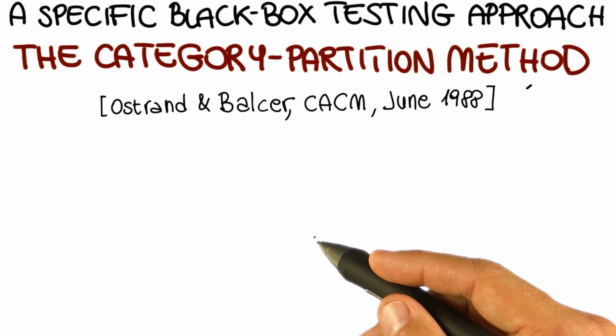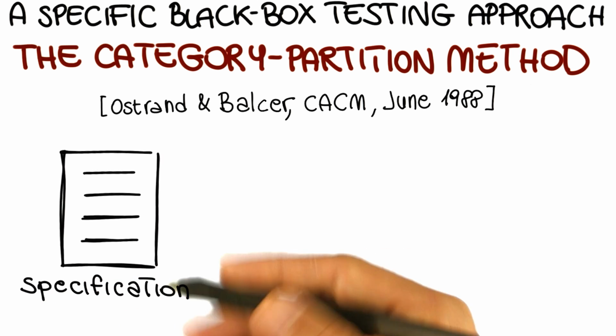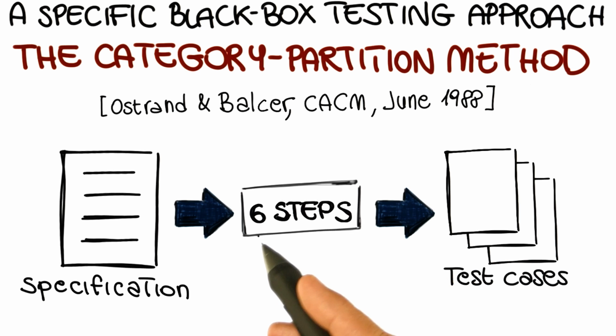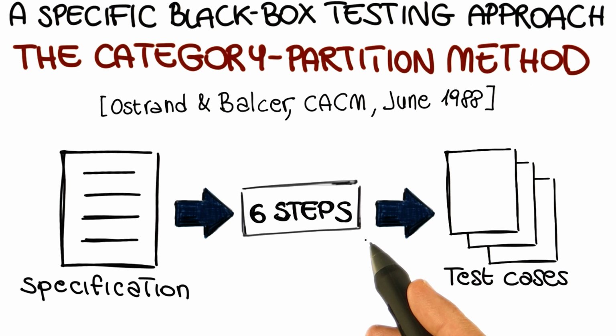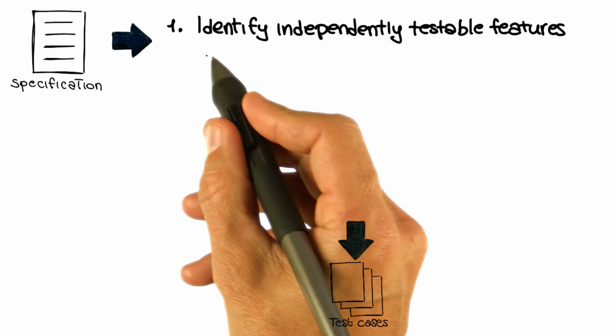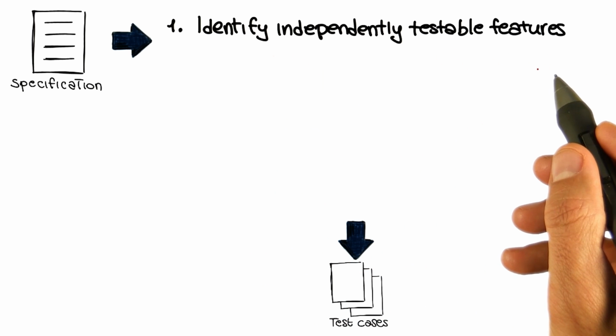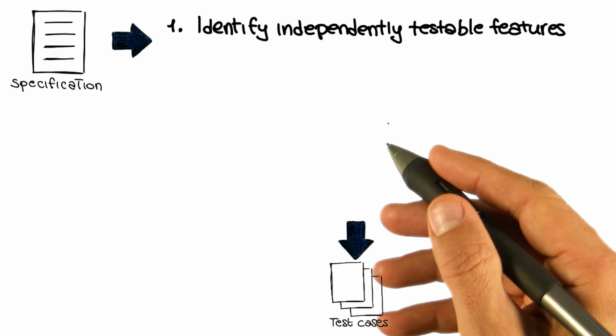So this is a method for going from a specification, a description of the system, to a set of test cases, like any other black box testing approach, by following 6 steps. So let's look at what these steps are. The first step is to identify independently testable features. And this is a step that we're familiar with because it's exactly the same step that we performed in the generic black box testing approach that we just discussed.